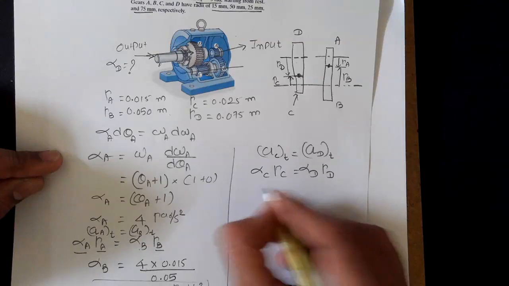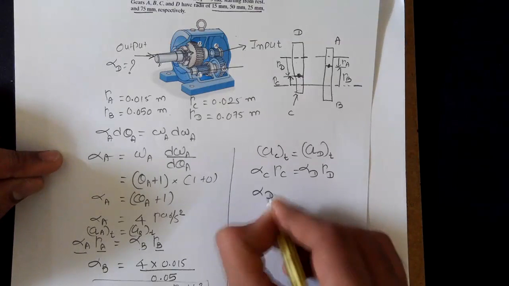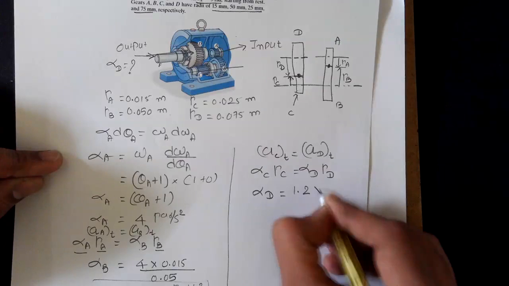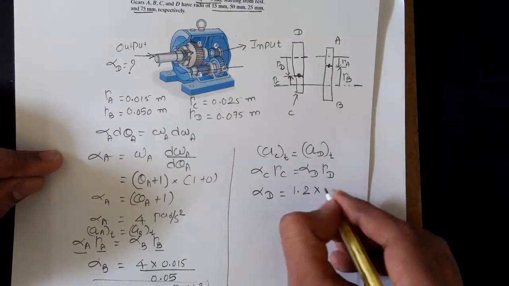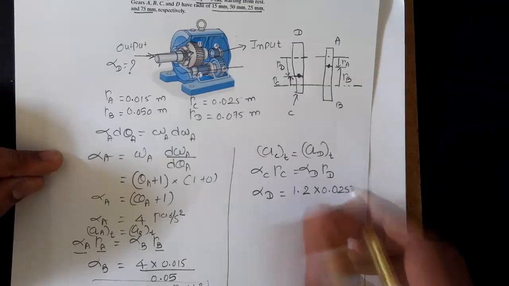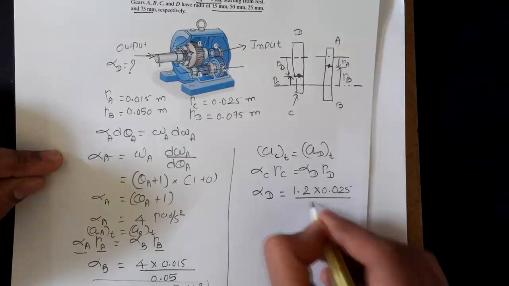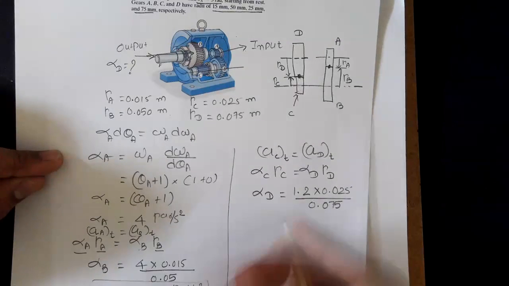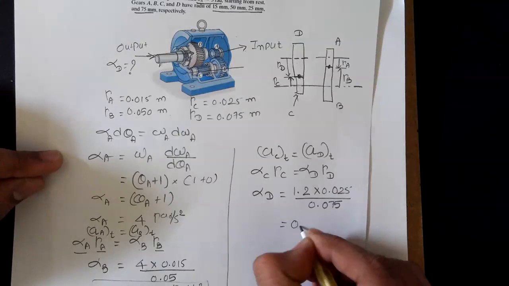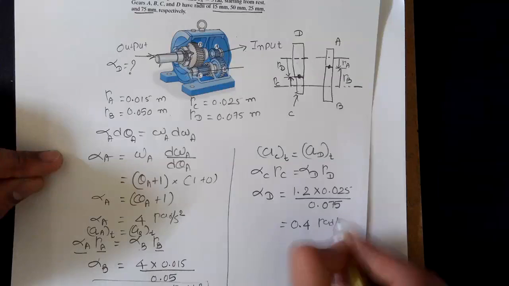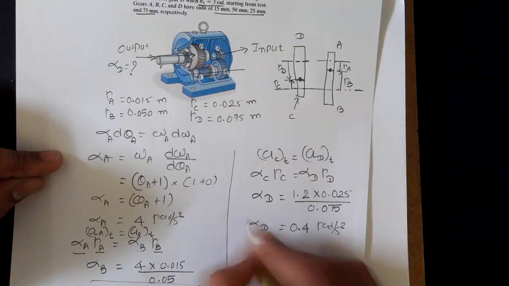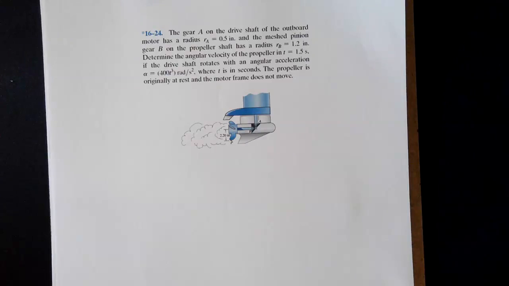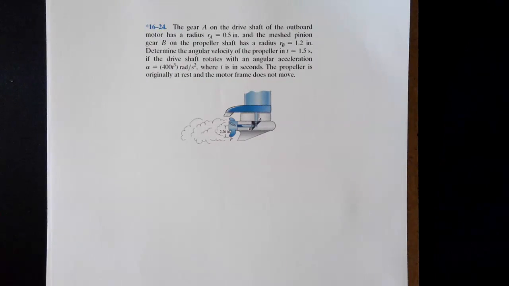And from this, we can calculate angular acceleration of gear D, which is alpha C, which is 1.2, multiplied by RC, which is 0.025, divided by RD, which is 0.075. And when you do this math, you will get alpha D, which is 0.4 radians per second square, and that's our final answer. Next problem.